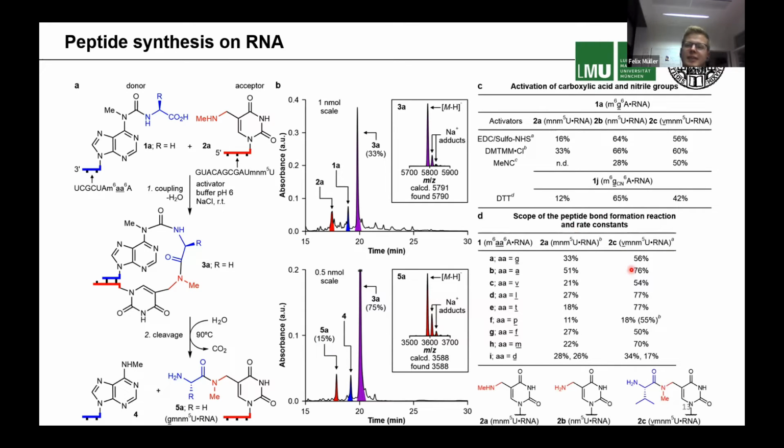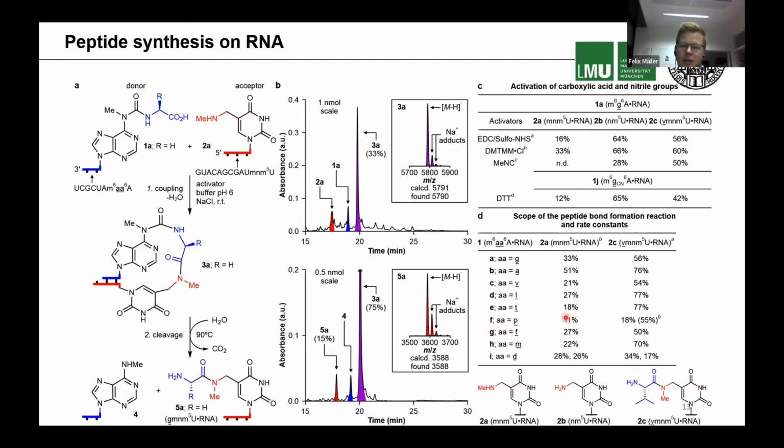Additionally, we have tested the scope of the peptide bond formation using a variety of different amino acids, in which we can see rather similar yields in both cases. The major difference we can see is between the different acceptors that we were using. In this column, we were using 2A as an acceptor, in this case a secondary amino group. And in 2C, we were using an acceptor that is already carrying an additional amino acid, thereby having a primary amino group.